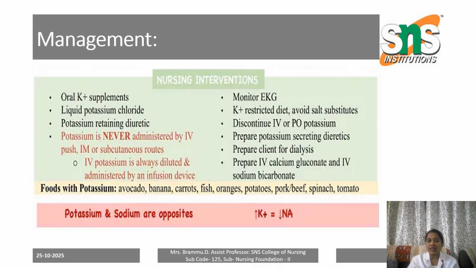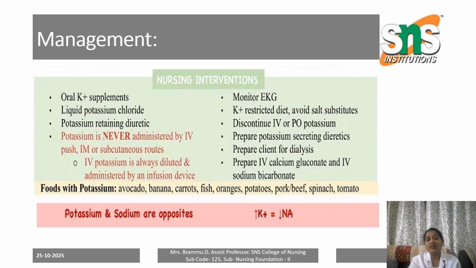In case of hypokalemia, start with potassium supplements, liquids, potassium chloride, or potassium-retaining drugs such as spironolactone. But keep in mind, never start the administration directly IM, IV, or subcutaneous. It should always be diluted, especially in 100 ml of NS, and then given through infusion, might be 5 ml per hour or 3 ml per hour according to the patient's weight. We do the calculation and then start the infusion.